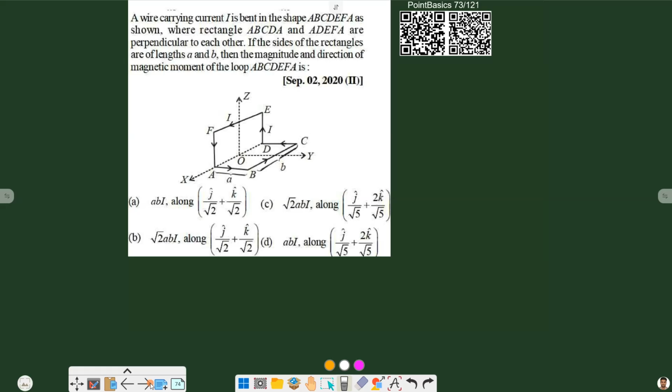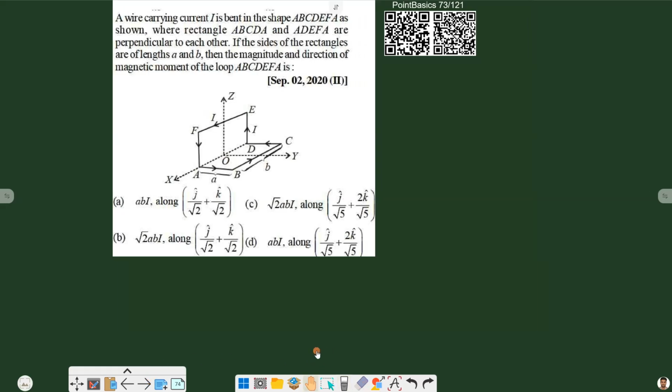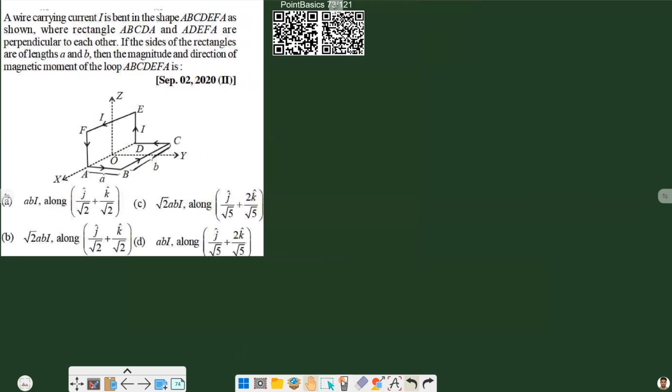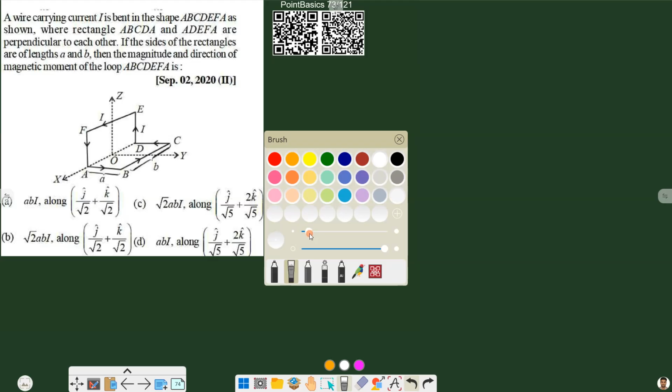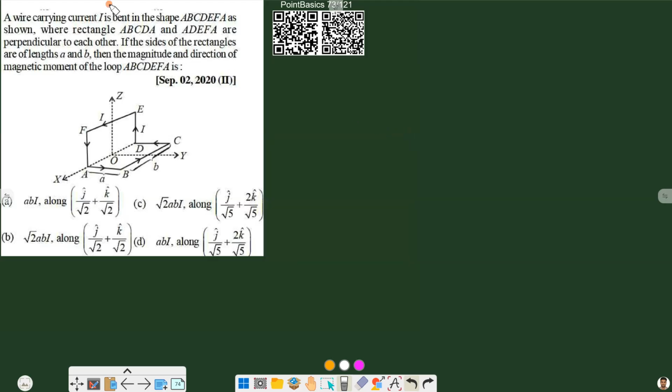Moving to the next one. Let's slide it slightly. So here we have a wire carrying current I bent in the shape ABCDEFA as shown, where we have rectangle ABCDA and rectangle ABDEFA. So ABCDA is a rectangle in the XY plane, and we have another rectangle AFEDA in the XZ plane, and they are perpendicular to each other.